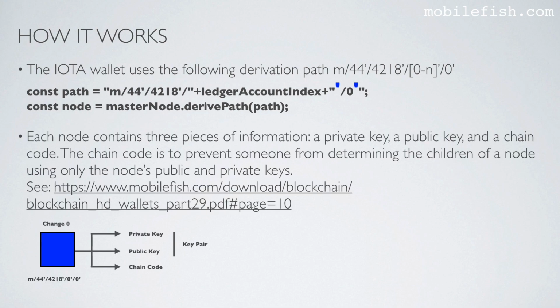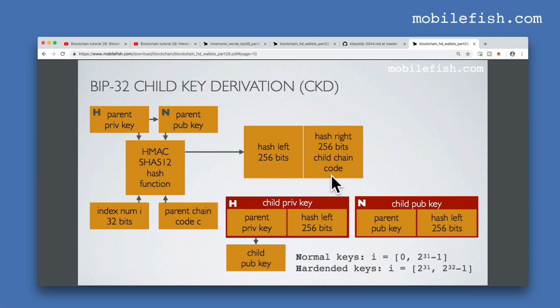Each node contains 3 pieces of information: a private key, a public key, and a chain code. The chain code is to prevent someone from determining the children of a node using only the node's public and private keys. And this is the chain code I am referring to. This presentation is from Blockchain Tutorial 29.